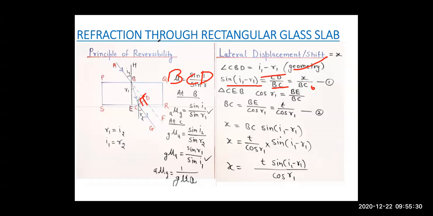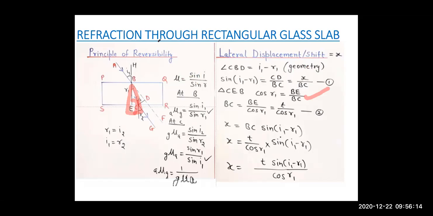CD value, we are putting as X, because that only we have to find, how much the light has shifted. That is your lateral shift, right? Upon BC. Now next, which triangle will we consider? Next we are considering the triangle CEB, right? Here which angle is 90? E angle is 90, son? Okay. Now here we will find cos. Cos R1. So cos we know is adjacent upon hypotenuse. So adjacent to angle R1 is BE. BE upon hypotenuse, which is opposite to the 90 degree angle, that is BC. So this is another equation, right?